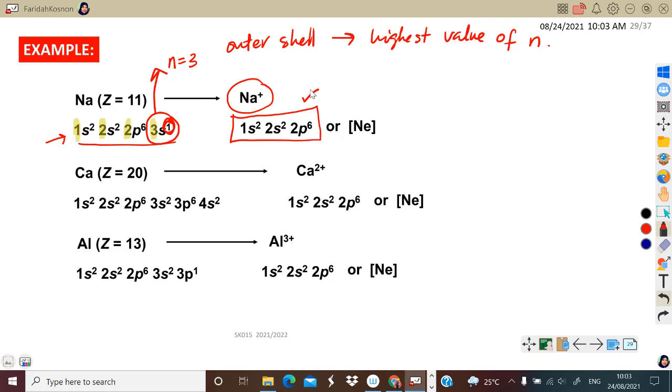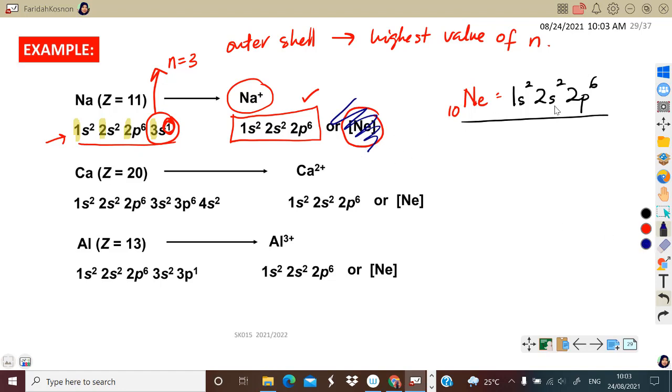Jadi, kalau you tengok kat sini, electronic configuration of sodium ion ini similar with the electronic configuration of neon. Kalau kita tengok periodic table, neon ini proton number dia 10. Kalau kita buat electronic configuration-nya, 1s2, 2s2, 2p6. So, this is the electronic configuration of neon. Jadi, kenapa dalam nota ni dia tulis 1s2, 2s2, 2p6 or condensed electronic configuration of neon? Maksudnya, the electronic configuration of sodium ion sekarang sama dengan electronic configuration of neon. So, awak tak perlu tulis yang ini. Cuma tahu sahajalah. Maksudnya, dia similar with neon.